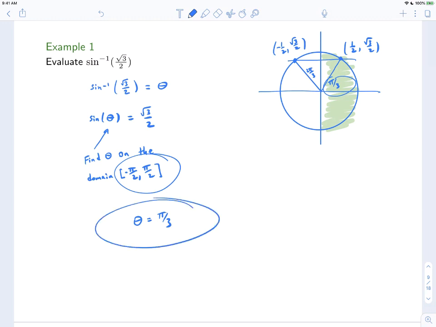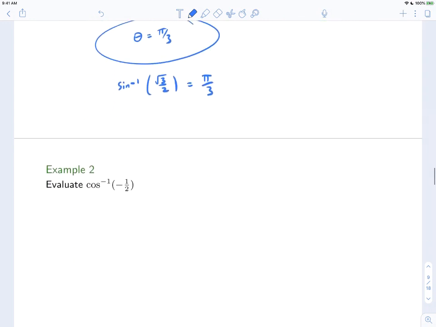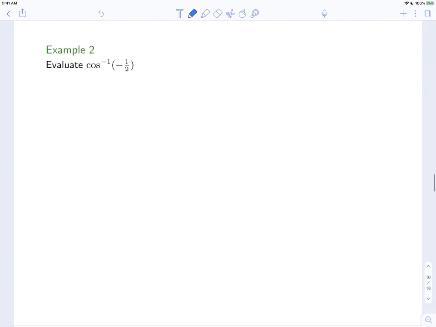So that's our answer. So sine inverse of the square root of 3 over 2 is pi over 3. And that's our first example. Let's try another one. The inverse cosine of minus 1/2.